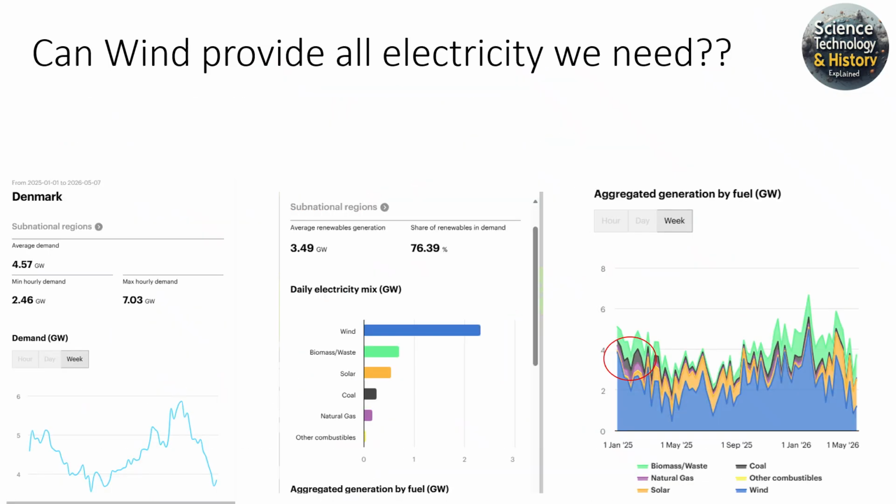But could wind potentially provide all the electricity we need? And here I need to get back to the peak power, and the capacity is not always the same as electricity. So in my opinion, as things stand right now, wind alone cannot generate all the electricity that we need. For example, in Denmark, the average demand of electricity over the full year is, let's say, 4.6 gigawatts.